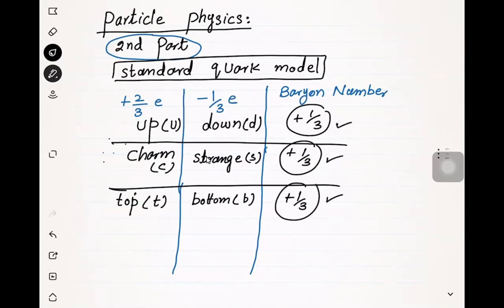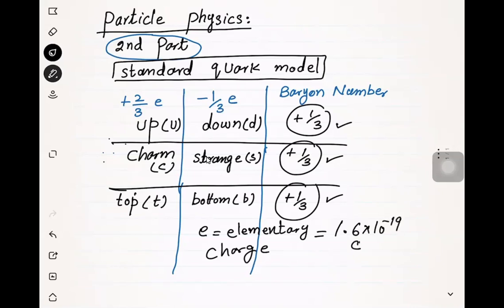When these quarks combine, they make the baryons. Now e stands for elementary charge, and its value is obviously 1.6 times 10 power minus 19. So e is the elementary charge with this value.